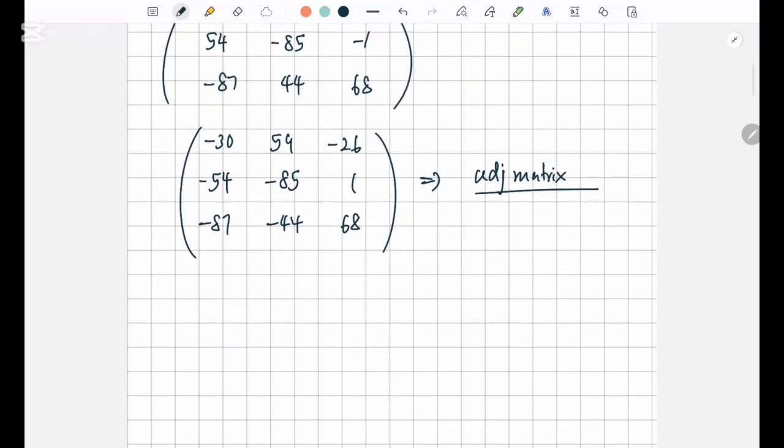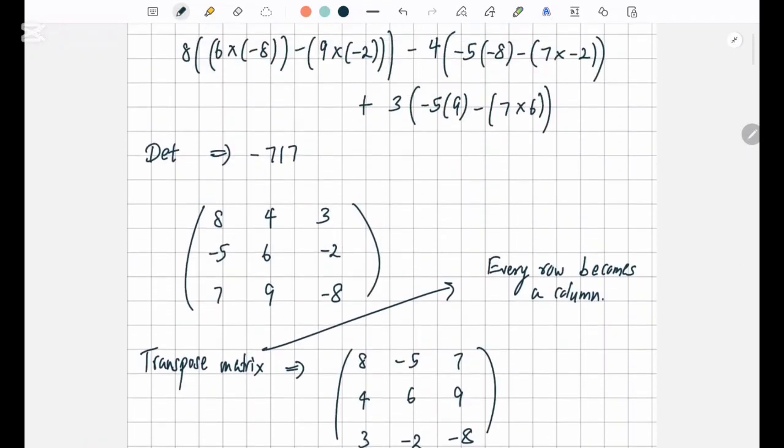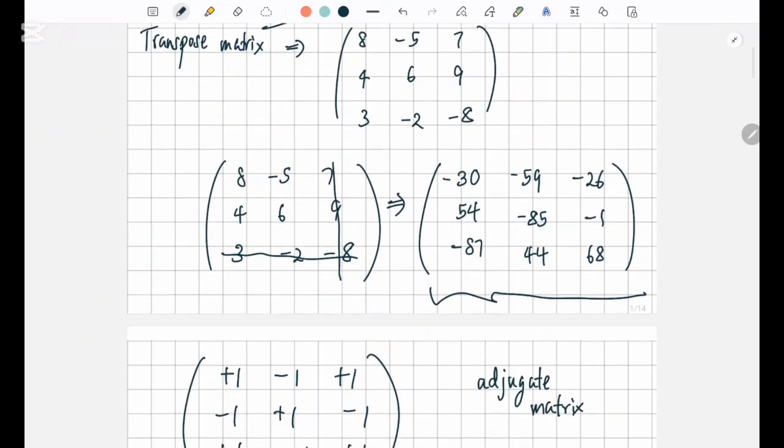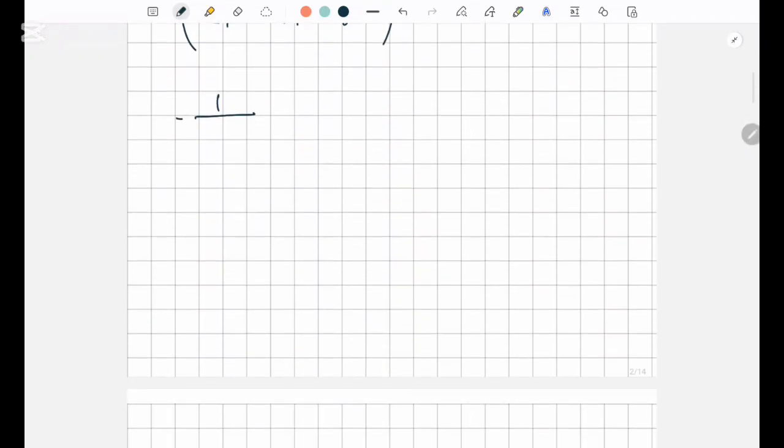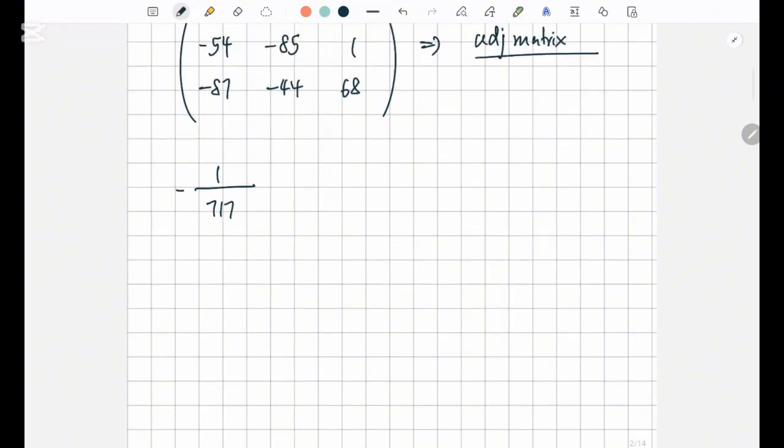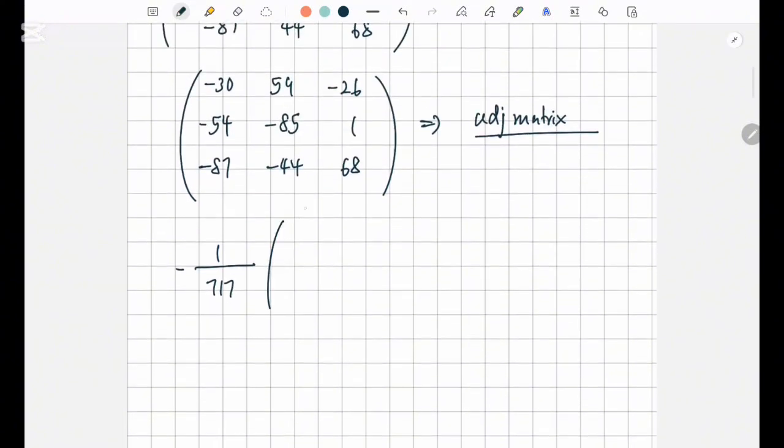Now finally, your final and last step is you multiply this matrix with 1 over the determinant. So it's 1 over the determinant we found previously, which was negative 717. So minus 717 into the matrix we found. So this right here is the inverse.